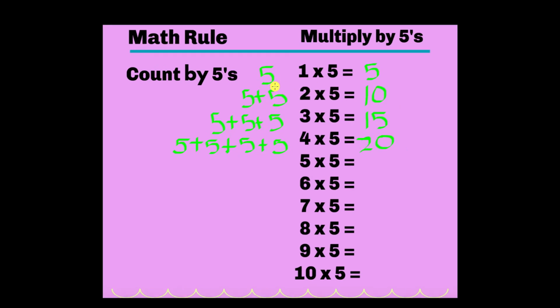So we have 5. So 5 times 1 is 5. Then how many 5s do we need here? It said we needed 1 5 here. How many 5s do we need here? 2. 5 plus 5 equals 10. How many 5s do we need here when we're multiplying 3 times 5? We need 3 of them. 5 plus 5 plus 5. How many 5s do we need here when adding? 4. 1, 2, 3, 4. So we know that 4 times 5 equals 20.